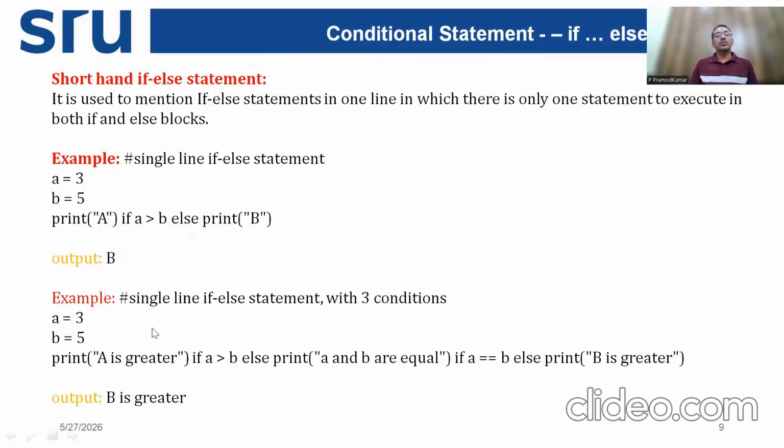Then next one. Even the single line if statement can be used with three conditions. Earlier I used it only with two conditions. Now I am going with three conditions. If A is greater than B, A is greater. Else, if A is the same as B, then A and B are equal. Otherwise, B is greater. Here I have three conditions: either A may be greater than B, or A may be equal to B, or A may be less than B. All three can be written on the same line. Such kinds of statements we call shorthand if-else statements.